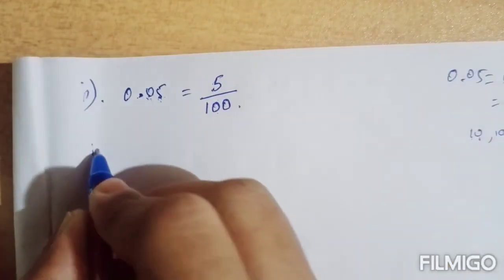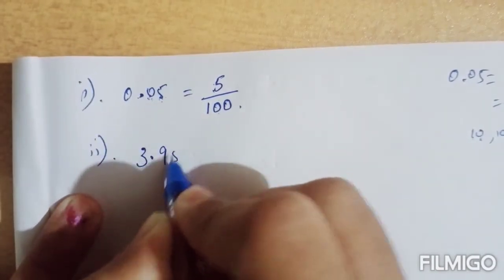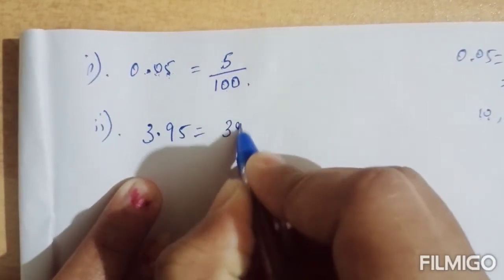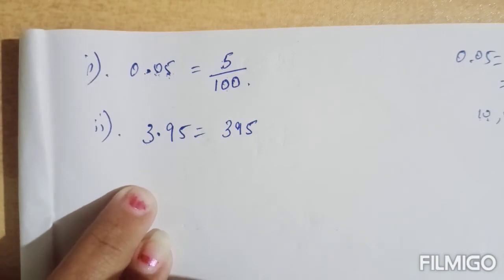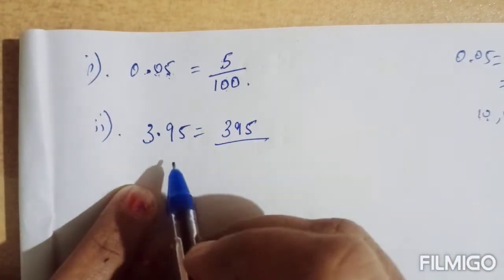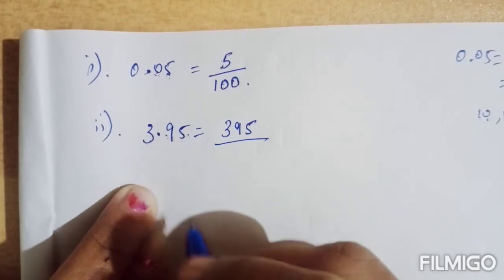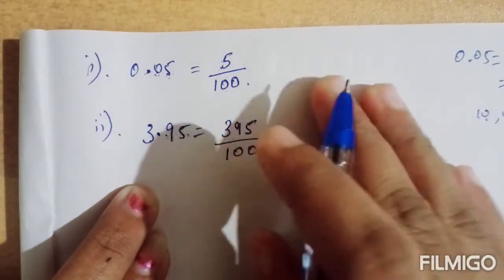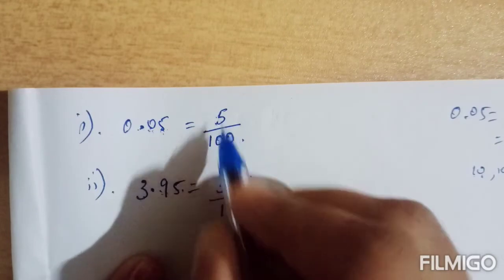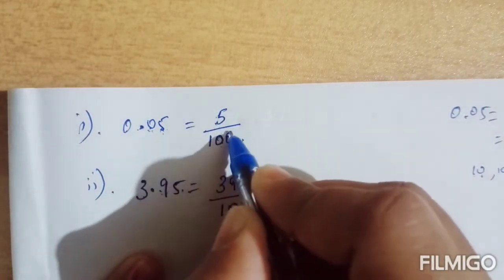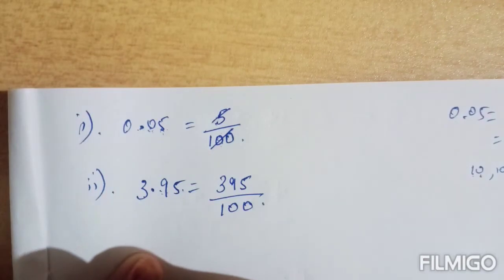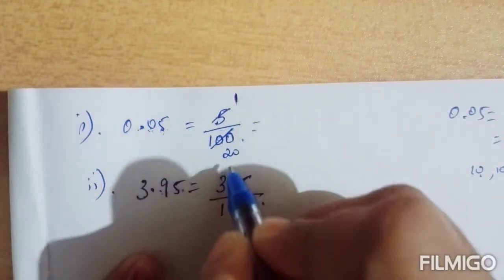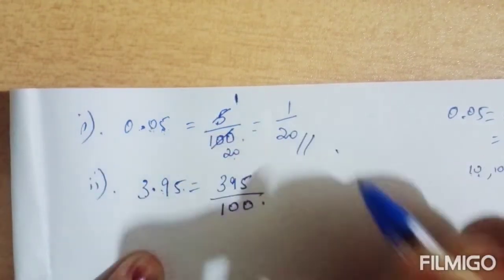Now in the second one, 3.95. So 3.95 without decimal point, it will be 395. That you can write in the numerator. After decimal point 2 digits are coming, so denominator will be 100. So 395 by 100. One more thing, you have to write this fraction in lowest form. So 5 by 100, on reducing to lowest form, both will go in 5. That will be 1 by 20. 1 into 5, 20 into 5. So 1 by 20.